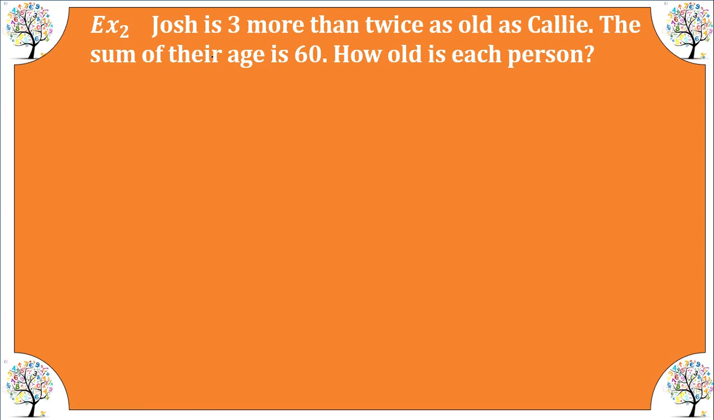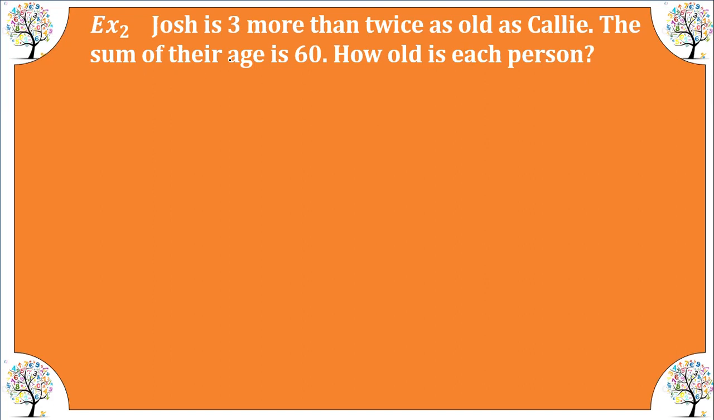Example 2. Josh is 3 more than twice as old as Callie. The sum of their ages is 60. How old is each person? So we're going to have to establish what variable we're going to use, because we can only use one variable. If we have 2 unknowns, then we won't be able to find either one in this situation. So let's come up with a formula.